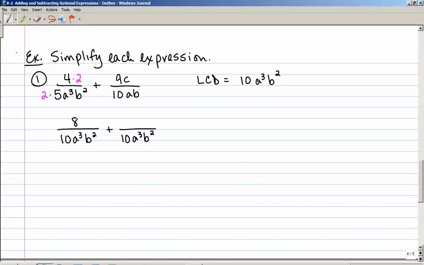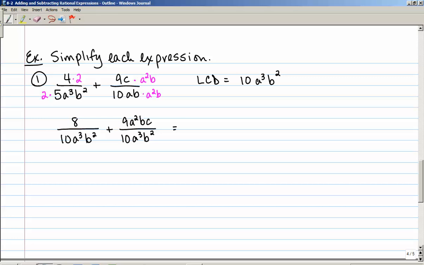Now, what do I need to multiply 10ab times to get 10a cubed b squared? I'm going to need to multiply it by an a squared and a b. So this needs to be multiplied by an a squared and a b as well. So that's going to give me 9 a squared bc. I like to put them in alphabetical order.